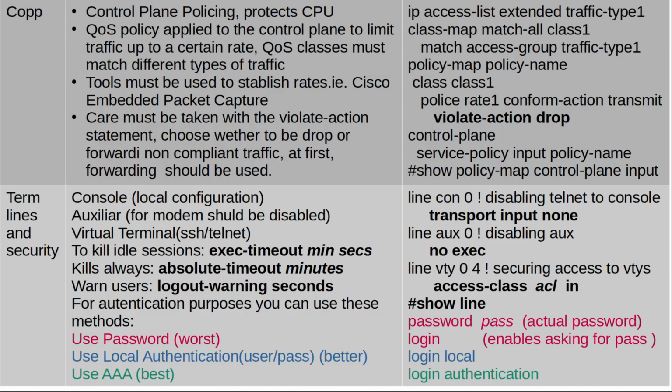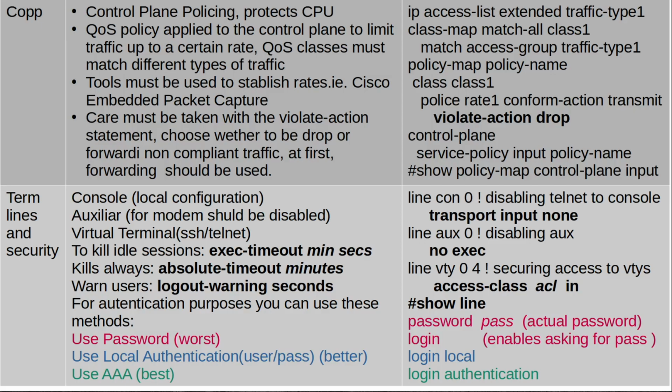When using the violate action, it is recommended that if you're configuring CoPP for the first time, you use the forwarding parameter. Then you will have to see how much non-conformant traffic you are forwarding, and decide if you want to drop it in a second approach to configure CoPP.